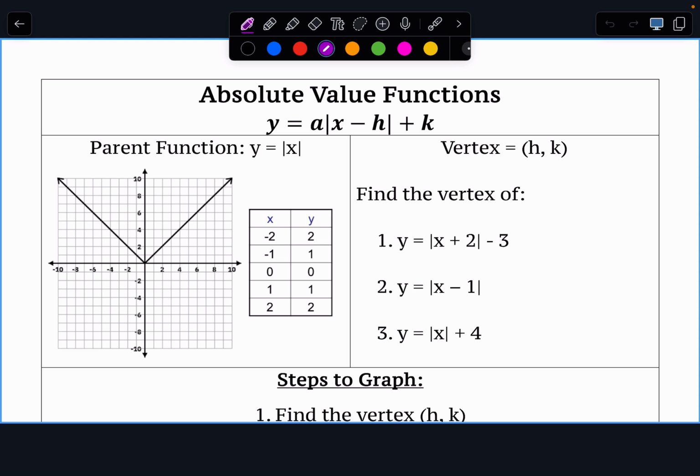An absolute value function is going to look like this. The parent function, where everything is at its home base, what we started with, is y equals the absolute value of x. And this is what it looks like. We have a vertex here at 0, 0. Get it? V for the vertex.